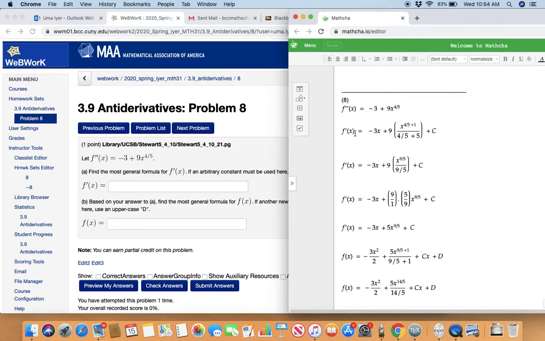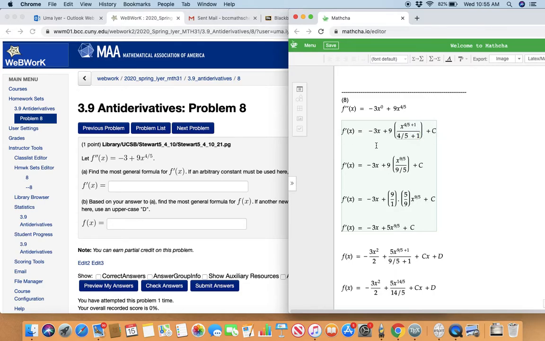So, taking the antiderivative, starting from here, 3 has no x, meaning x to the power 0. So increase the power by 1, that gives me x to the power 1, divide by the new power, which is 1. Likewise, here, 9x to the power 4/5. 9 is 9, x to the power 4/5. I increase the power by 1 and divide by the increased power, plus C, because that is the most general antiderivative.